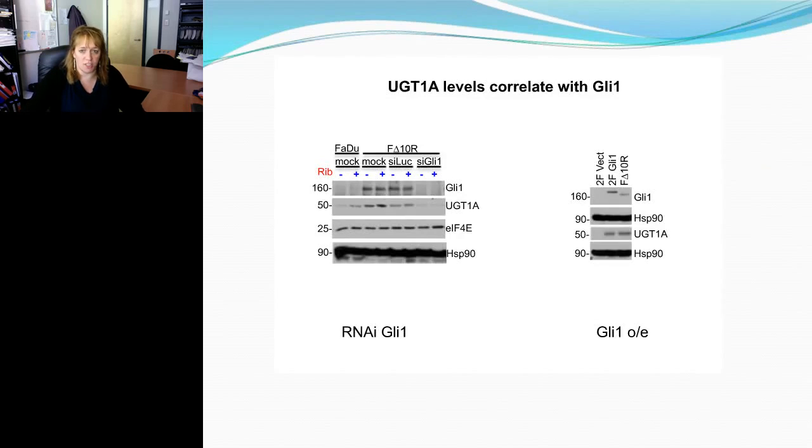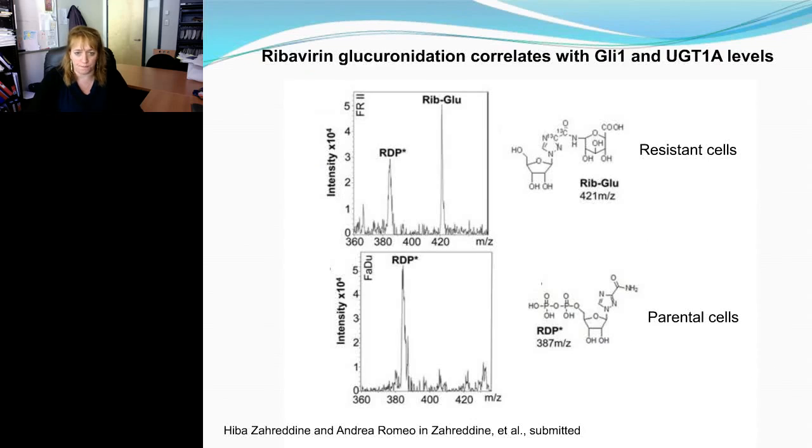We show here that UGT1A levels correlate with GLI1. For instance, if we siRNA GLI1 here, you also have a reduction in UGT with no concomitant change in 4E. Again, if we overexpress GLI1 in these two FLAG cells that you saw some of the biochemistry of already, you can see that you have a substantial elevation of GLI1, commensurate with the same level of UGT1A overexpression as is observed when you have the resistant cells themselves. So UGT1A levels correlate with GLI1 expression.